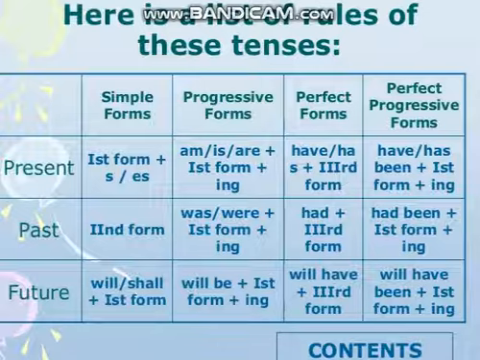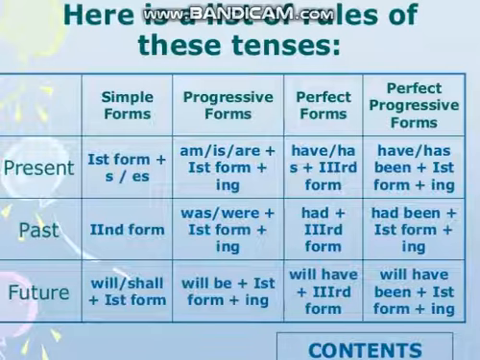Whether it is present, past, or future, we always use the third form of verb. Do remember this. This is also a strict rule that whether it is present perfect form, past perfect form, or future perfect form, we always use the third form of verb in it. Why? Because, as its name shows, perfect, the action has already been done, it is finished, it is completed. That's why we use the third form of verb in it.